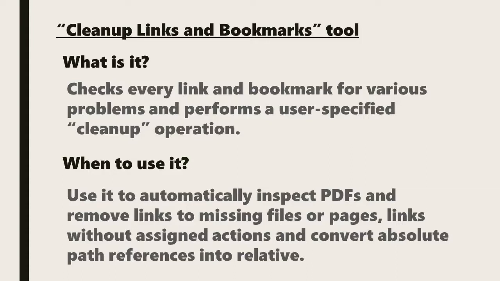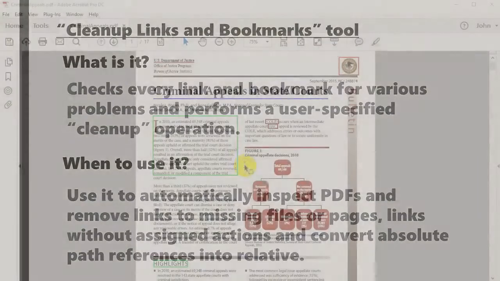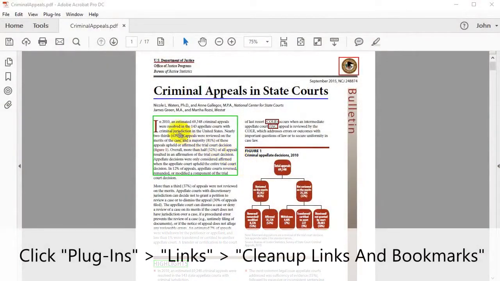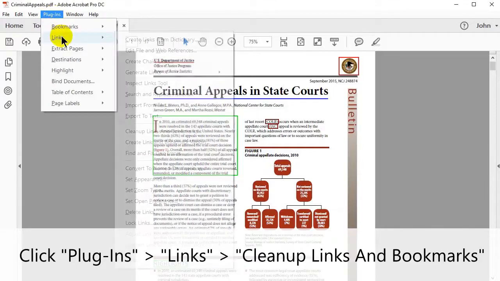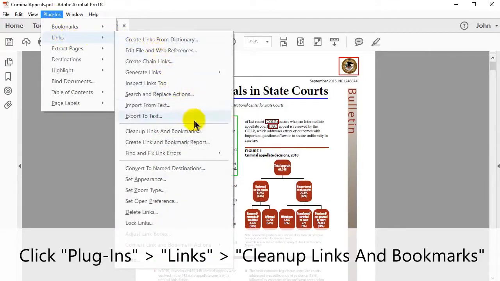When would you use it? You would use it to automatically inspect PDFs and remove links to missing files or pages, links without assigned actions, and convert absolute path references into relative. To use the tool, click Plugins in the upper menu, then Links, then Cleanup Links and Bookmarks.